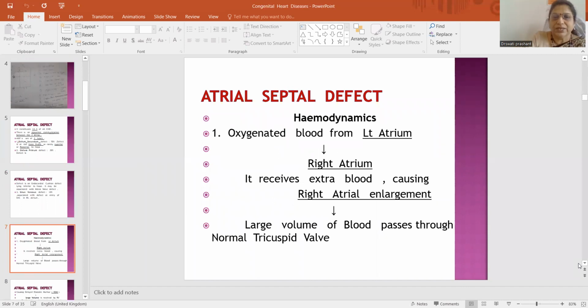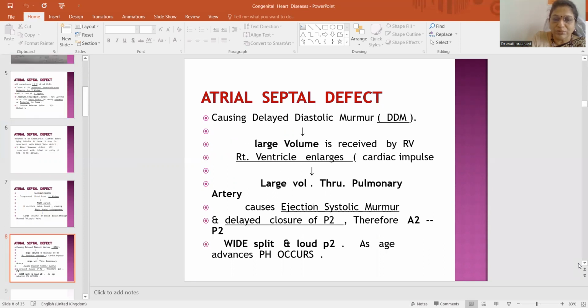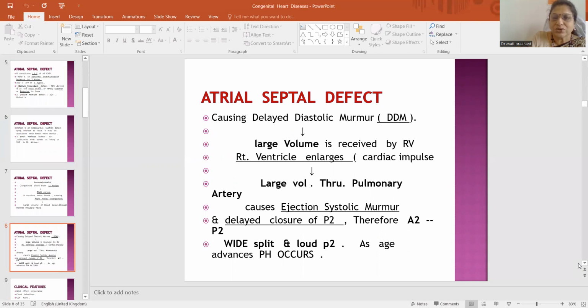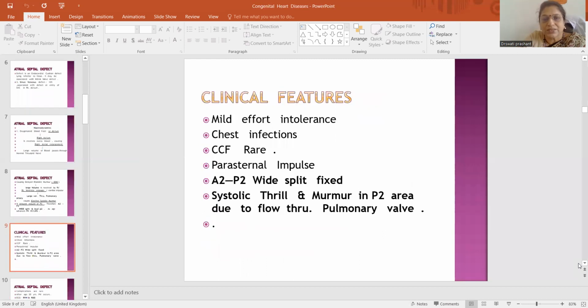Again, we'll just repeat the hemodynamics. Oxygenated blood from the left atrium goes to the right atrium. The right atrium receives extra blood, causing right atrial enlargement. A large volume of blood passes through the normal tricuspid valve, causing a delayed diastolic murmur. The large volume of blood received by the right ventricle will lead to right ventricular enlargement, which gives the cardiac impulse. The large volume through the pulmonary artery causes an ejection systolic murmur and delayed closure of the pulmonary valve. Therefore, A2, P2, there is a wide splitting of the second heart sound, and there is a loud P2. As the age advances, pulmonary hypertension occurs.